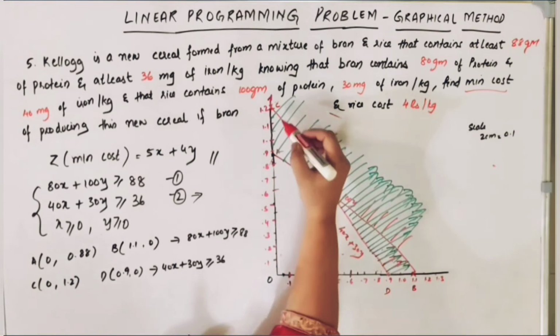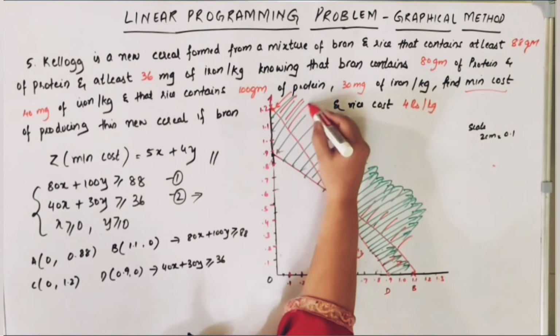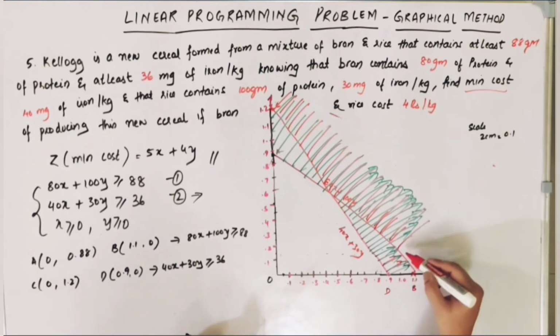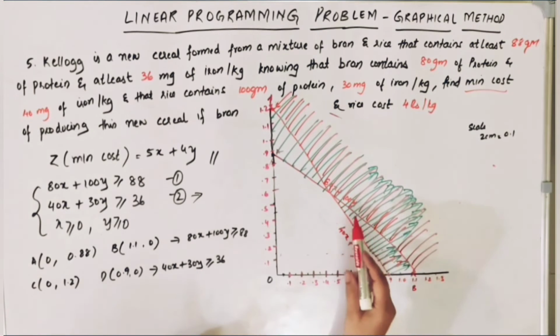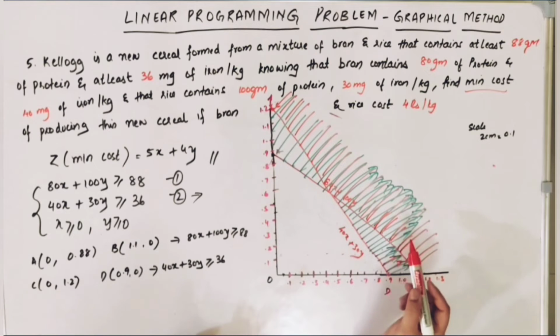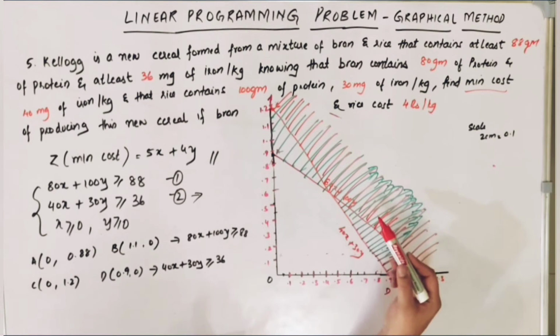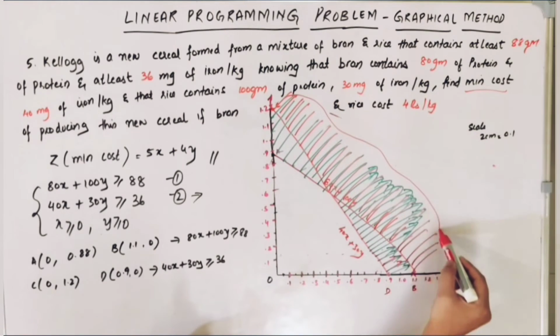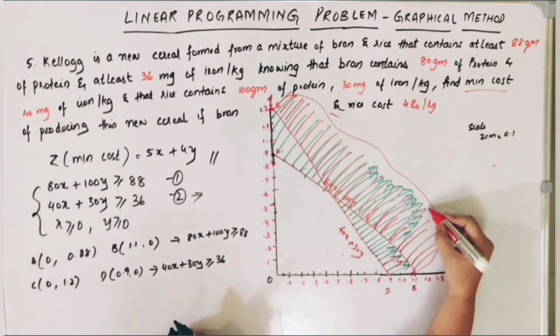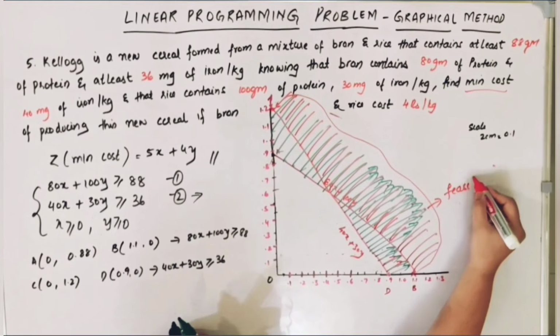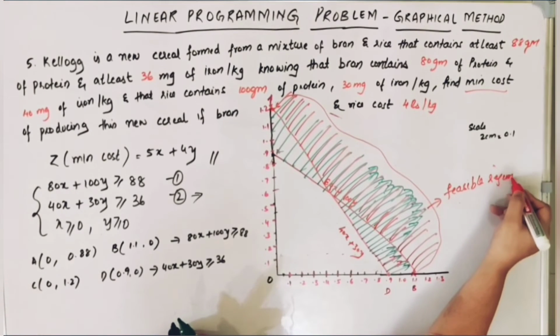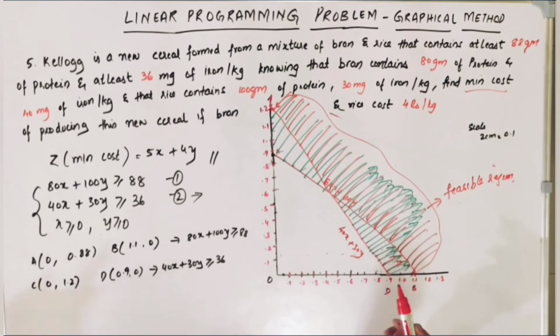Now let's shade for the second constraint. We'll start on this line. So when you look at the shading portion, you'll have to choose the portion which is overlapping between both the constraints. Now if you notice, this is the region that is overlapping. So this is called the feasible region.